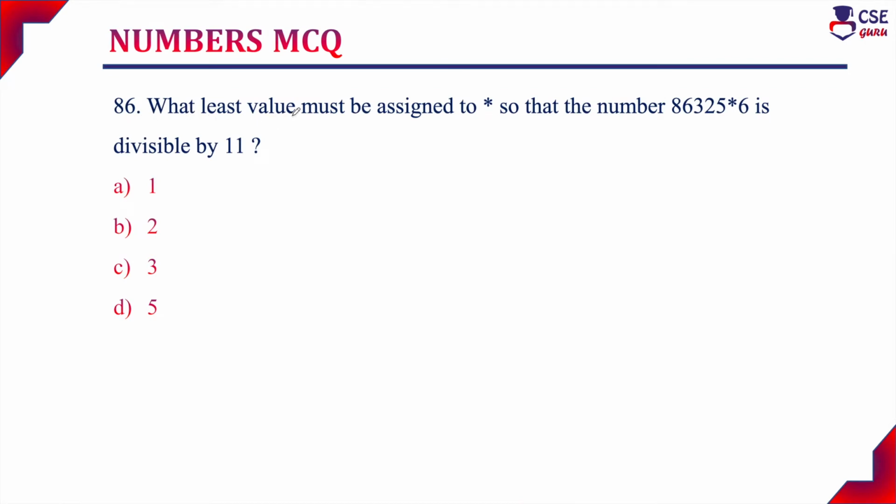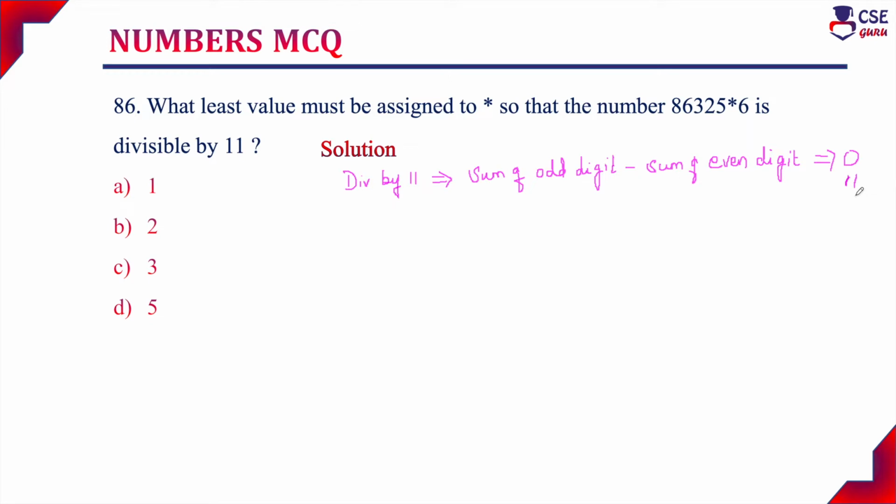What least value must be assigned to star so that the number 86325 star 6 is divisible by 11? The divisibility rule for 11 is: sum of odd digits minus sum of even digits should be equal to either 0 or divisible by 11. That number should be divisible by 11.